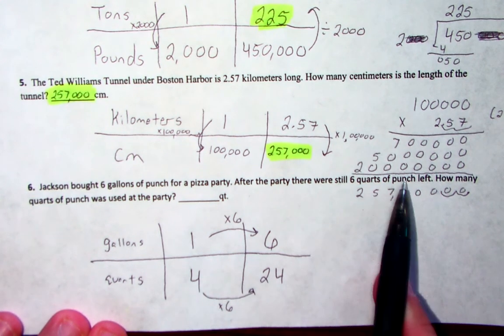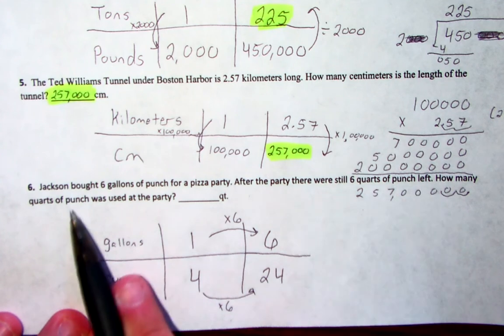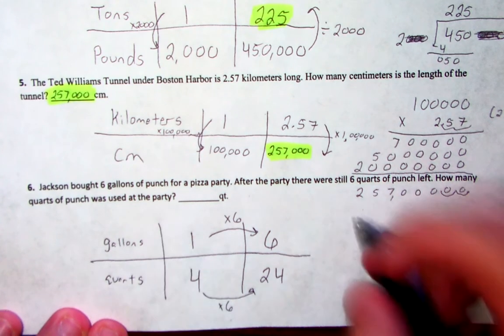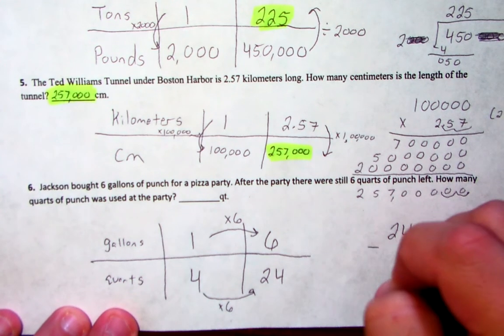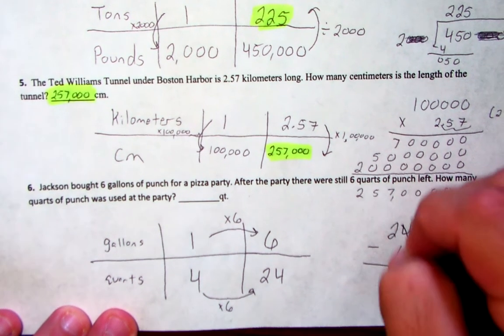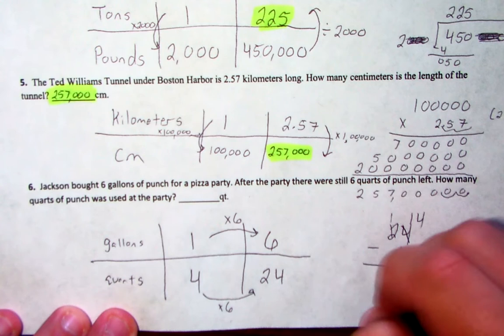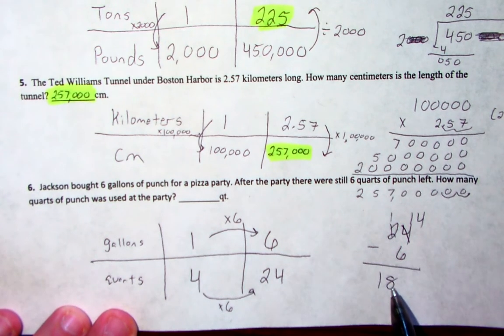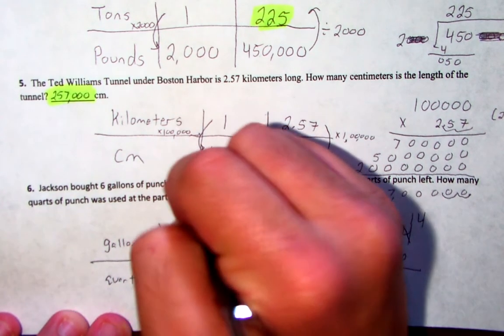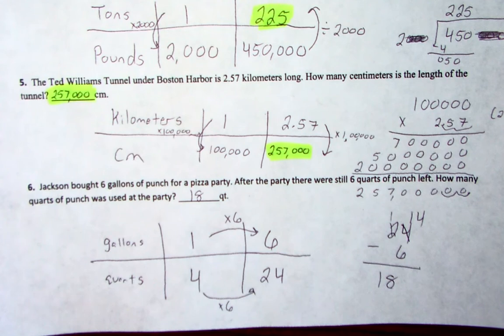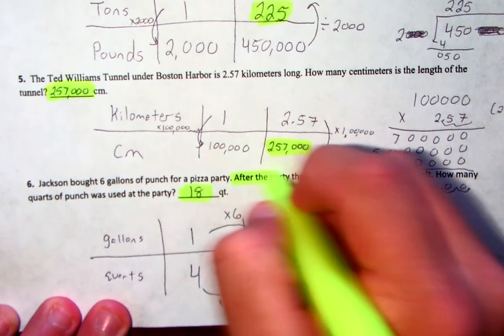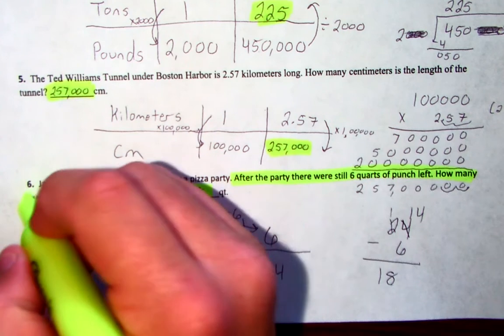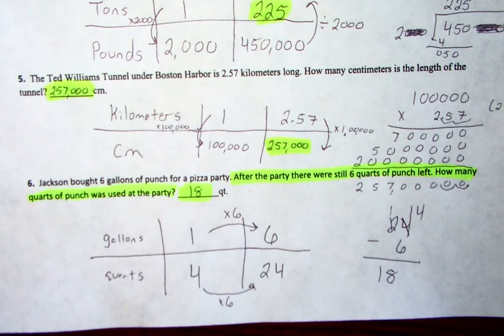After the party, there were still 6 quarts of punch left. How many quarts of punch was used? So you take how many quarts there was total, minus how much was left, and you get 18. There was 18 quarts of punch used. So the answer is 18 quarts. Make sure you read this part of the problem because most y'all would have gotten that wrong.